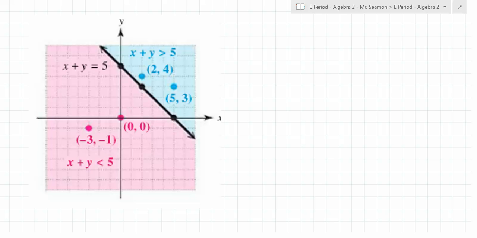The pink region represents all of the points, x and y, where x plus y is less than 5. The blue points represent all the points that make this true, x plus y is greater than 5. Greater than 5, less than 5 when you add them together. How many points are here? Well, there's a lot of them. How many points are here? A lot of them, an infinite number.